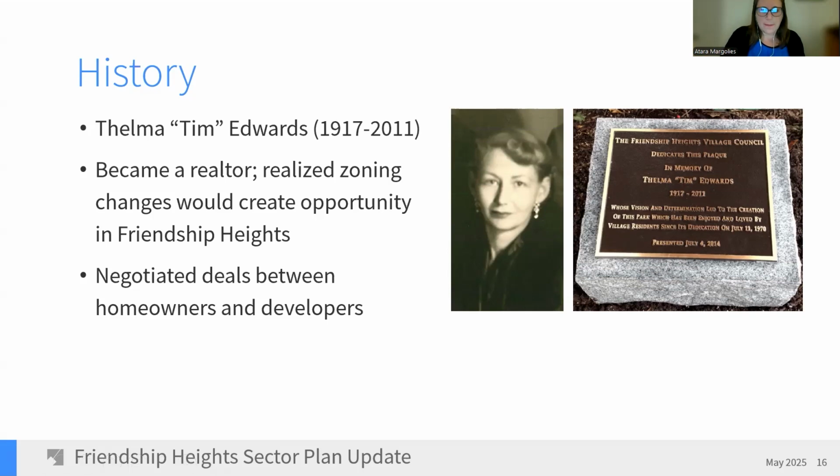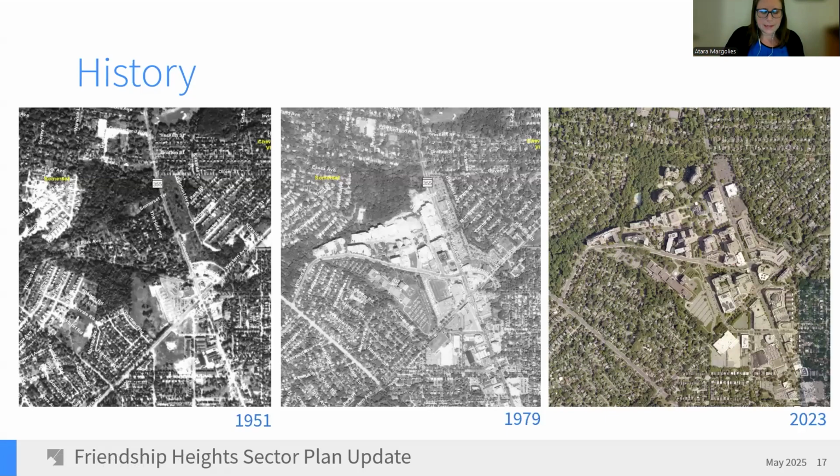Multifamily towers started popping up by the late 1960s, and by the 70s, the village had transformed from a neighborhood of houses. You can see the aerial here from the 50s. It's blurry, but it's a lot of trees and houses. And then by the 70s, there's a whole sea of multifamily buildings here. That's basically, from an urban planning perspective, an overnight transition.